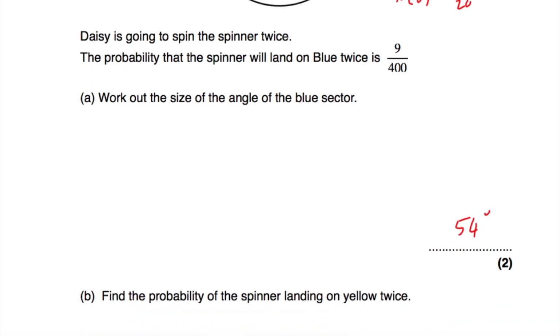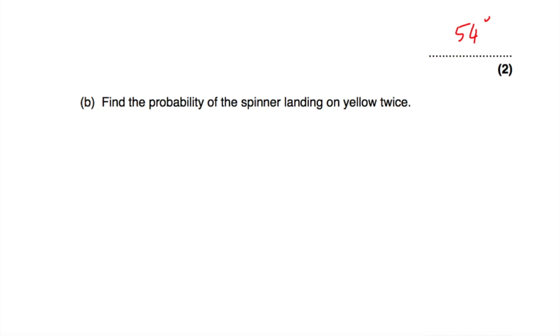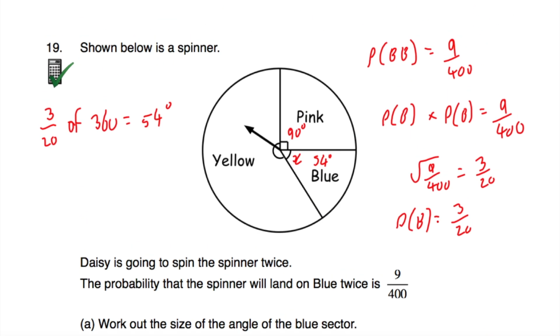Okay, next, part B. Part B says find the probability of the spinner landing on yellow twice. Well that's fantastic because we know the size of this angle and we've got the size of this angle, so we can find the size of this angle here. So if we do 360, the degrees of the whole circle, take away 90 degrees and take away 54 degrees. Let's see what size that angle is. So 360, take away 90, take away 54 is equal to 216 degrees.